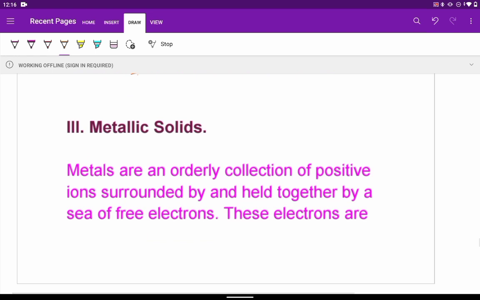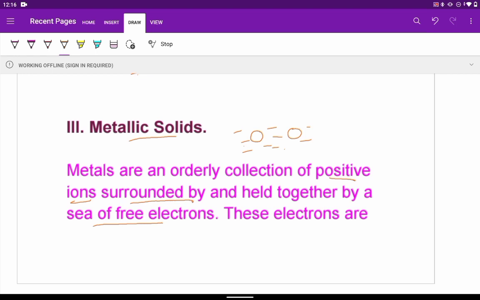Next comes metallic solids. Metals have an orderly collection of positive ions which are surrounded by and held together by a sea of free electrons. It means there is a group of free electrons, and in that there will be positive ions. Here and there will be many negatively charged electrons, and among them positive ions.